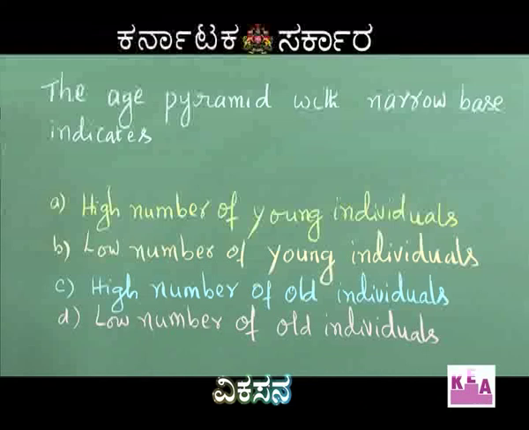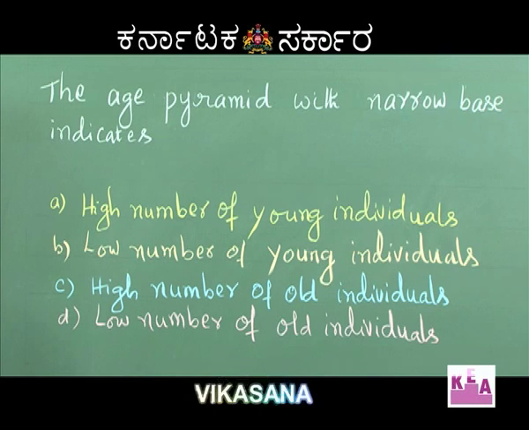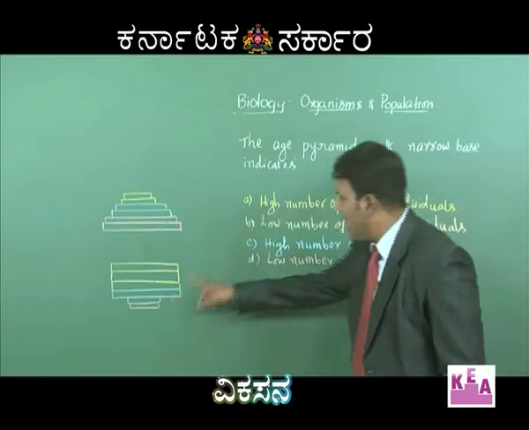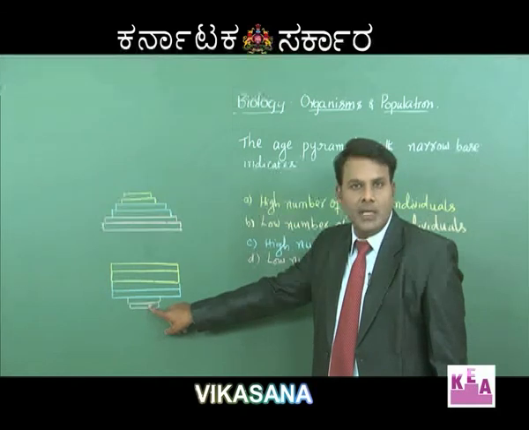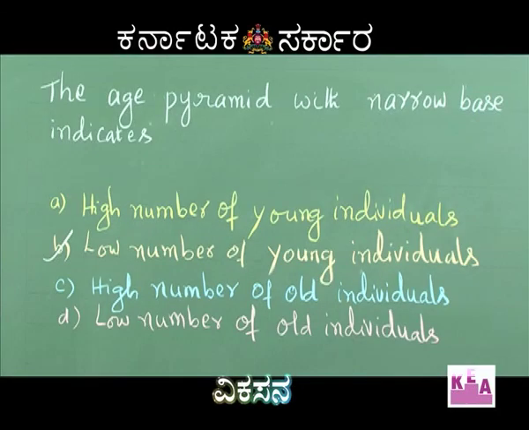Let us see the options now. Option A is high number of young individuals. Option B is low number of young individuals. Option C is high number of old individuals. Option D is low number of old individuals. In this case, the age pyramid with narrow base indicates the low number of young individuals. As you see in this age pyramid, the lower region or base is occupied by pre-reproductives which are less in number. Hence, the correct option for this question is the low number of young individuals.